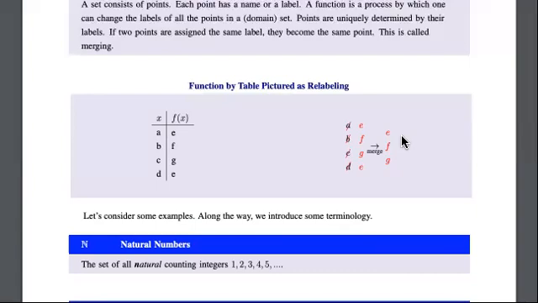And we're going to be looking in this class, or in this textbook, at functions that morph sets in such a way that they preserve certain types of structure that are inherent in the domain set to the codomain set, but through this relabeling merging type process.